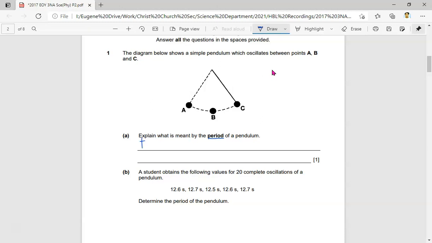So the period actually is the time taken for one complete oscillation. Okay, so just take note of that. So it's the time taken for one complete oscillation. In this case here, it is from A to C and back to A. Okay, that's one oscillation. So that's for part A.